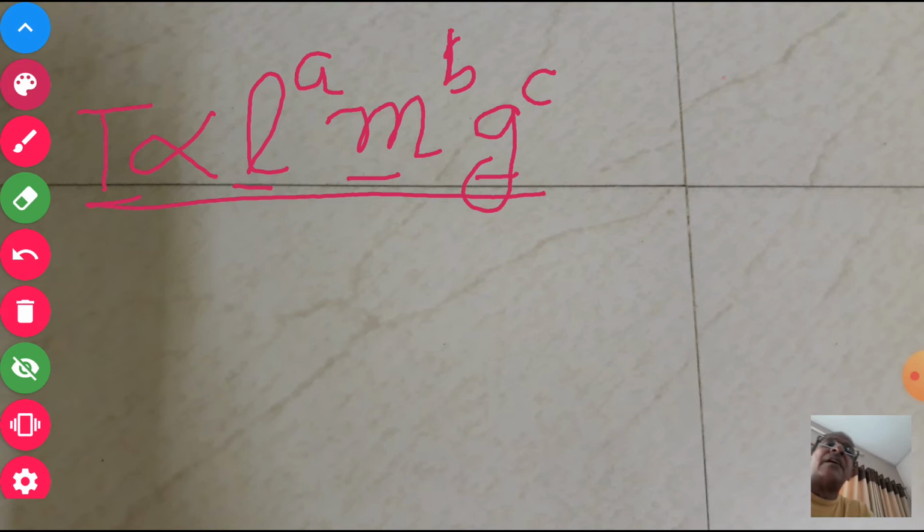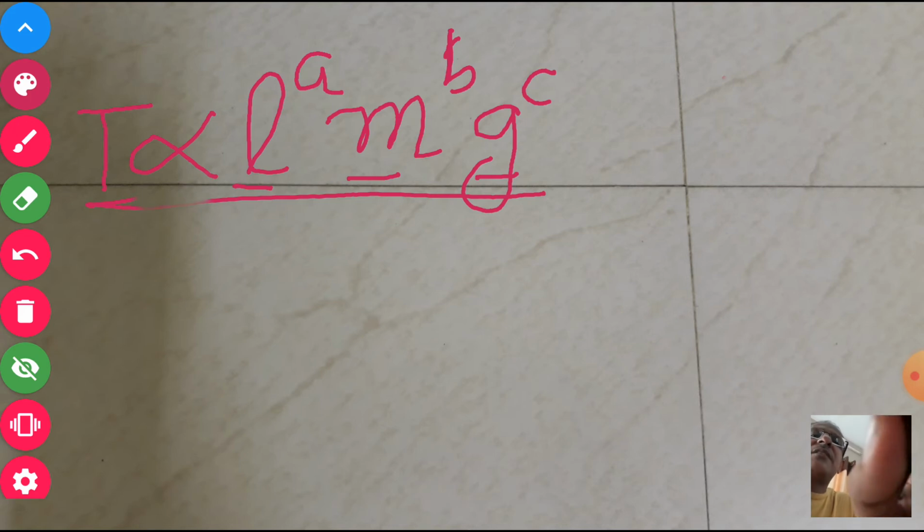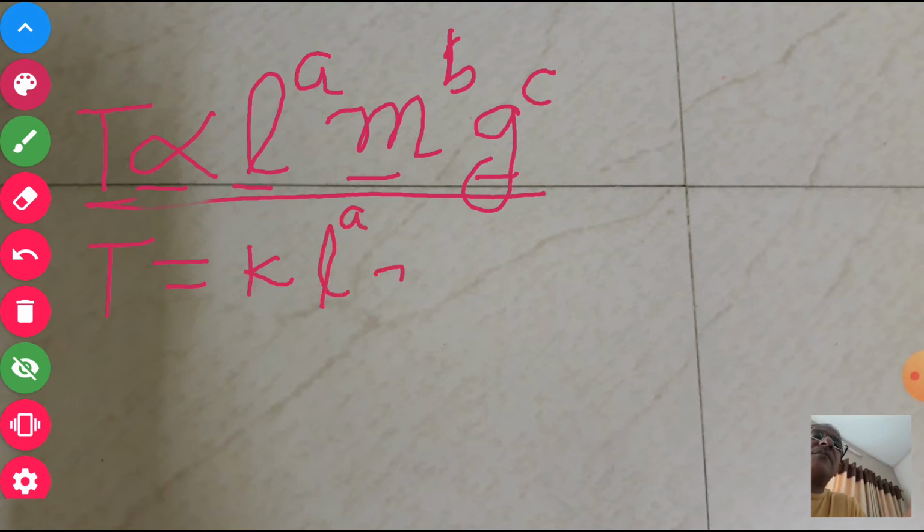Now see, first of all we remove this proportionality. We just have to write a constant, so T is equal to k L raised to a, m raised to b and g raised to c. I have put a constant k which is dimensionless. k must be dimensionless; it has no dimensions, or we can say it is unitless.